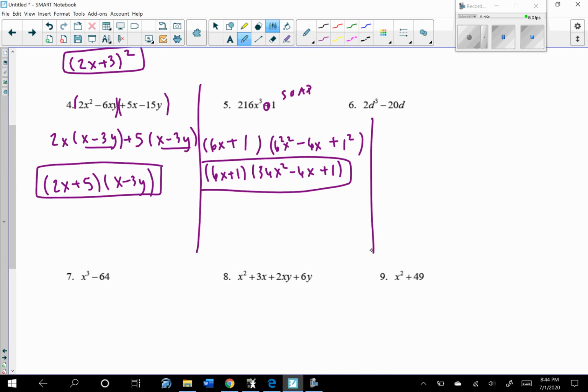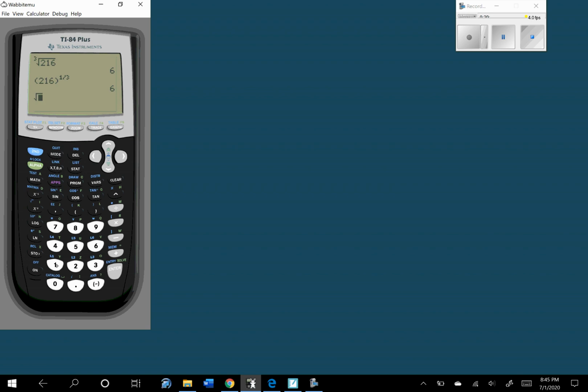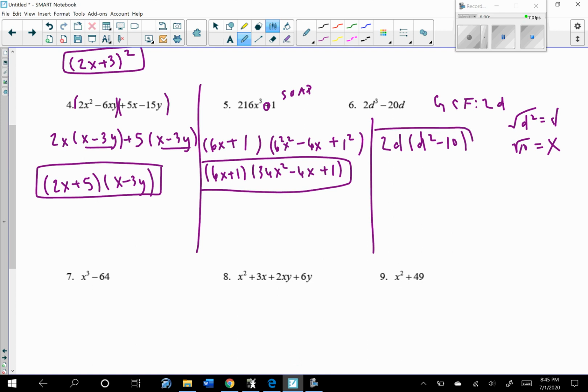Looking at question number 6, I see two terms. So of course, first always look for your GCF. If I look here and I see a d cubed and try to take the cube root of 2, I know that is not a perfect cube, so it wouldn't work. But I do notice that there's a 2 and a 20 here, so that means I have a GCF of 2, and also d is in both of them. So 2d. When I take the 2d out, I end up with d squared minus 10. Now I notice I have two terms, and I can take the square root of d squared, which is d, but the square root of 10 is not a perfect square. Because it's not a perfect square, that means this does not factor any further.